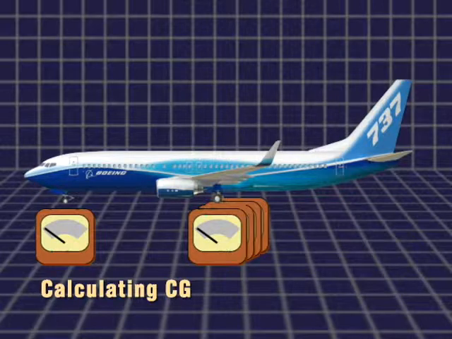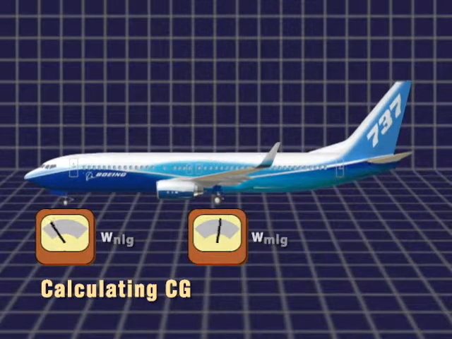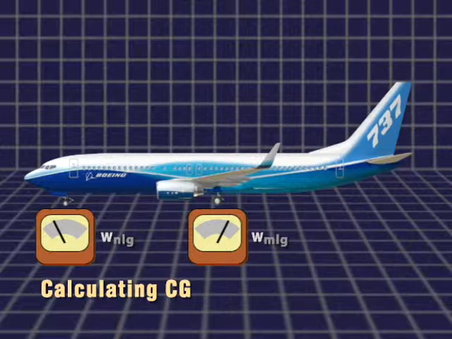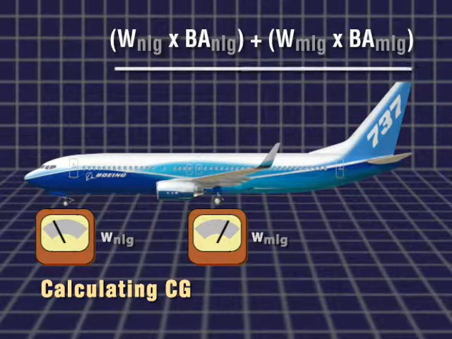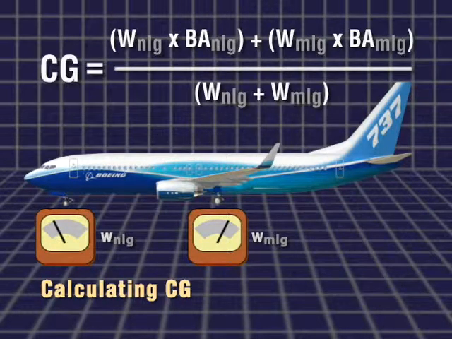We'll see all the scales later on, but for the sake of this discussion, we'll consider all the main gear scales as one. You will also need to know the balance arm for the point contact between each scale and its landing gear wheel. You then multiply the reading at each scale by the balance arm for that scale, add the results together, and then divide that sum by the total weight.